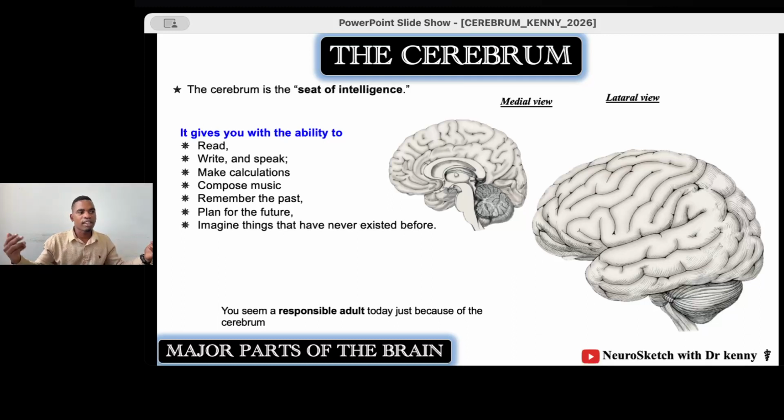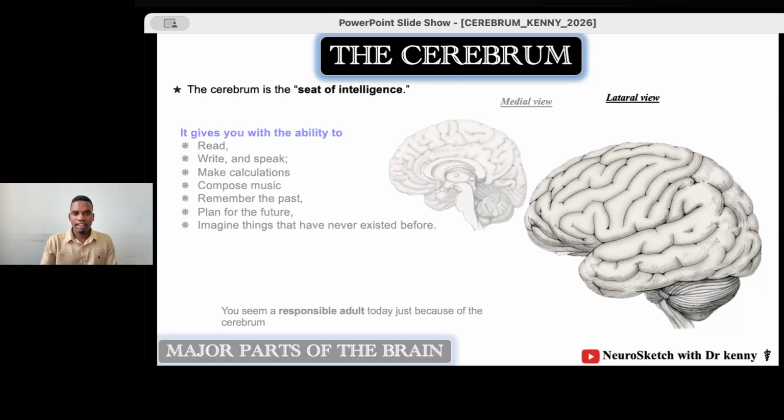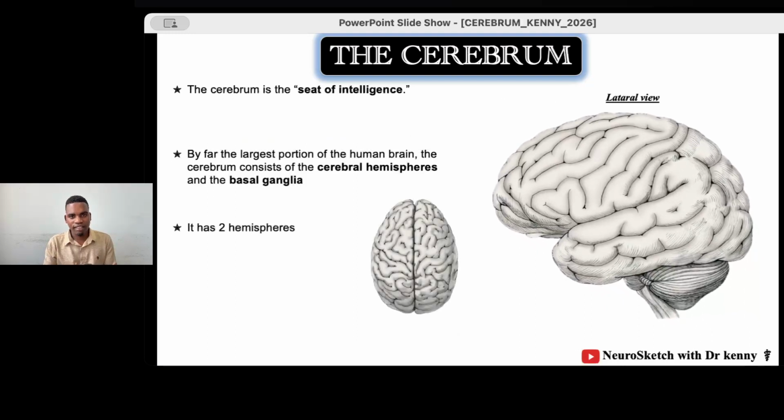And in fact, this is the one that makes you look like a responsible adult today, just because of the presence of the cerebrum. If you remember, the cerebrum is a part of the forebrain, and it comes from the telencephalon, which comes from the prosencephalon. By far, the major part of the cerebrum is composed of the two cerebral hemispheres, left and right. Hemi means half, so hemisphere will have the left and the right cerebral hemisphere.